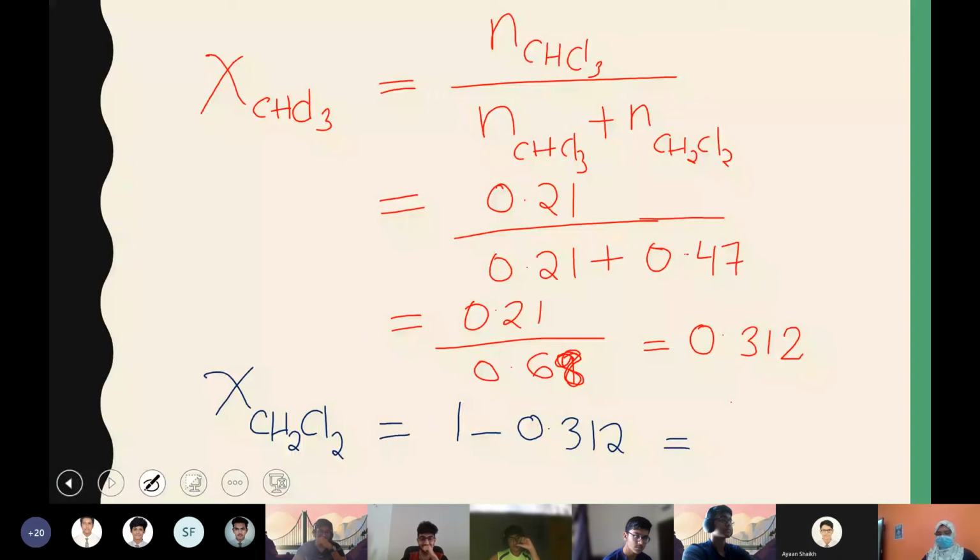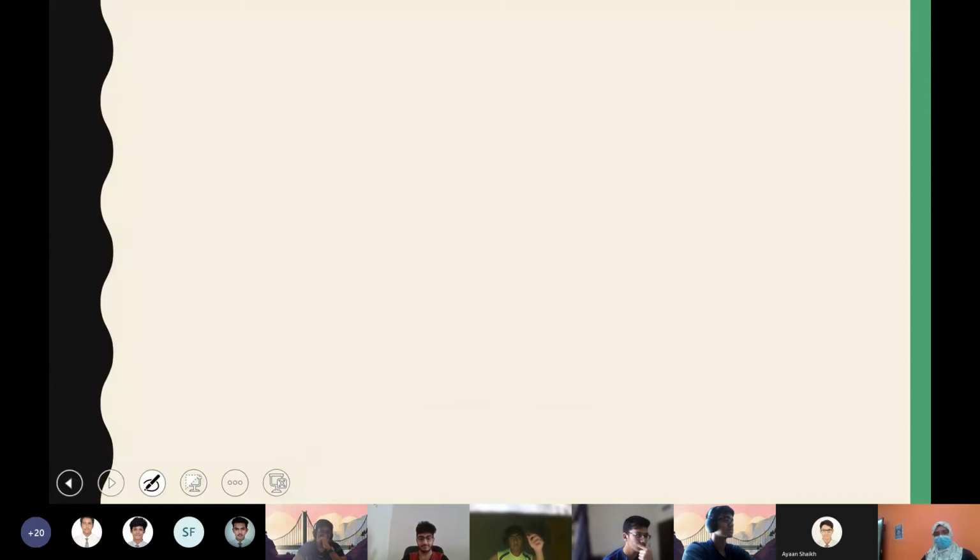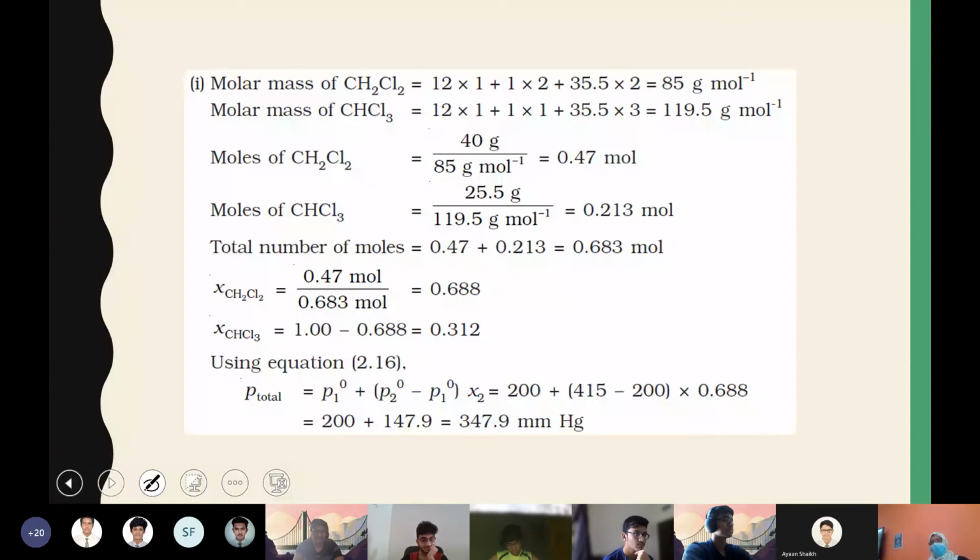I think you have to take the full digits in there. I was just checking my answer here. Yeah, you have to take 0.213 number of moles and full digits. Then you will get it like this. So you're supposed to get mole fractions as these two values, 0.312 and 0.688.